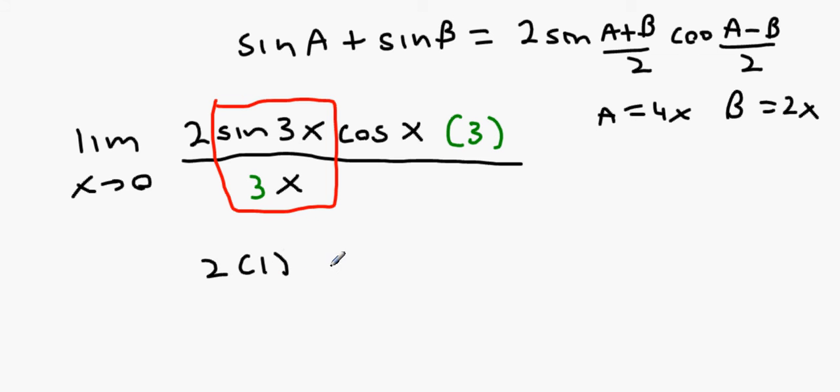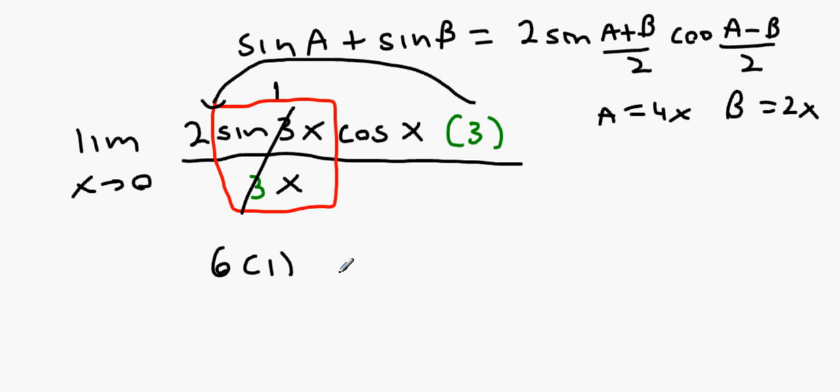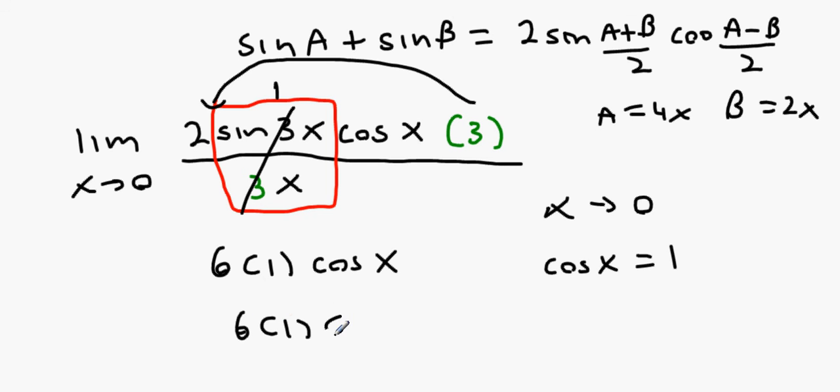We've got to remember the 3 is out here as well, so 3 multiplied by 2 will actually give you 6. So it's actually going to be 6 times 1, and then we're going to have 6 times 1. These guys turn into 1, and then it's going to be cos x. Now we have to remember that when x tends towards 0, cos x turns into 1. So the answer is going to be 6 times 1 times 1. So the answer is going to be 6.